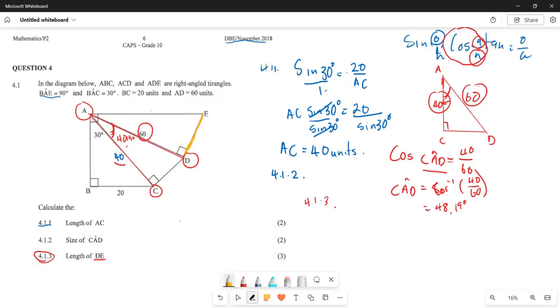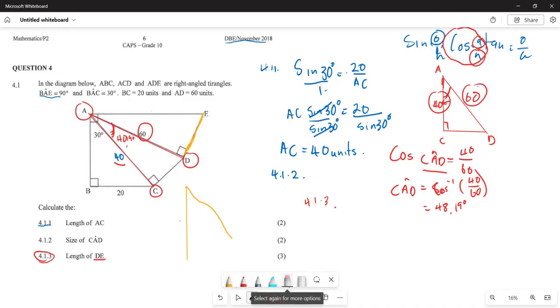Now, let's see what we can do to calculate for this length. We are going to start here. Look, we already have 60 here. Now, if I can try and plot this triangle, let me plot it very nicely. I will take out this triangle and plot it here so that you can see what you are required to do.